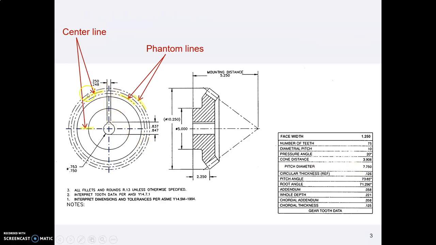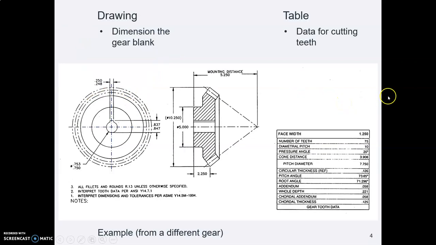In your circular view, remember that the pitch line is represented by a center line type, and make sure you include a center line for the circular view and another one going through the section view. And then the outside diameter and the root diameter will be phantom lines. The basic idea again is that you're dimensioning the features that are the gear blank before the teeth are cut, and then you're giving a table for the person who's setting up their gear hobbing machine so that they will cut the teeth correctly.